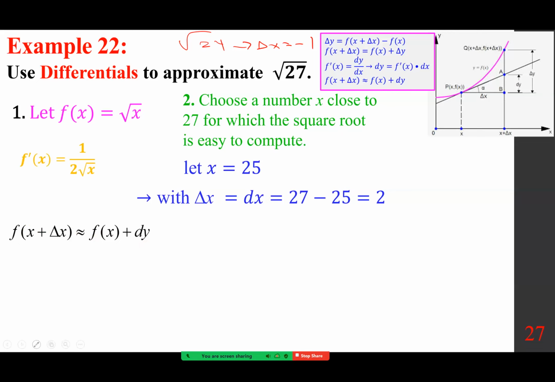By now, we've done this many times before. So this is x to the power of 1/2. So f prime is 1/2 x to the power of 1/2 minus 1. So 1/2 square root of x. What is dy? The same thing times dx.